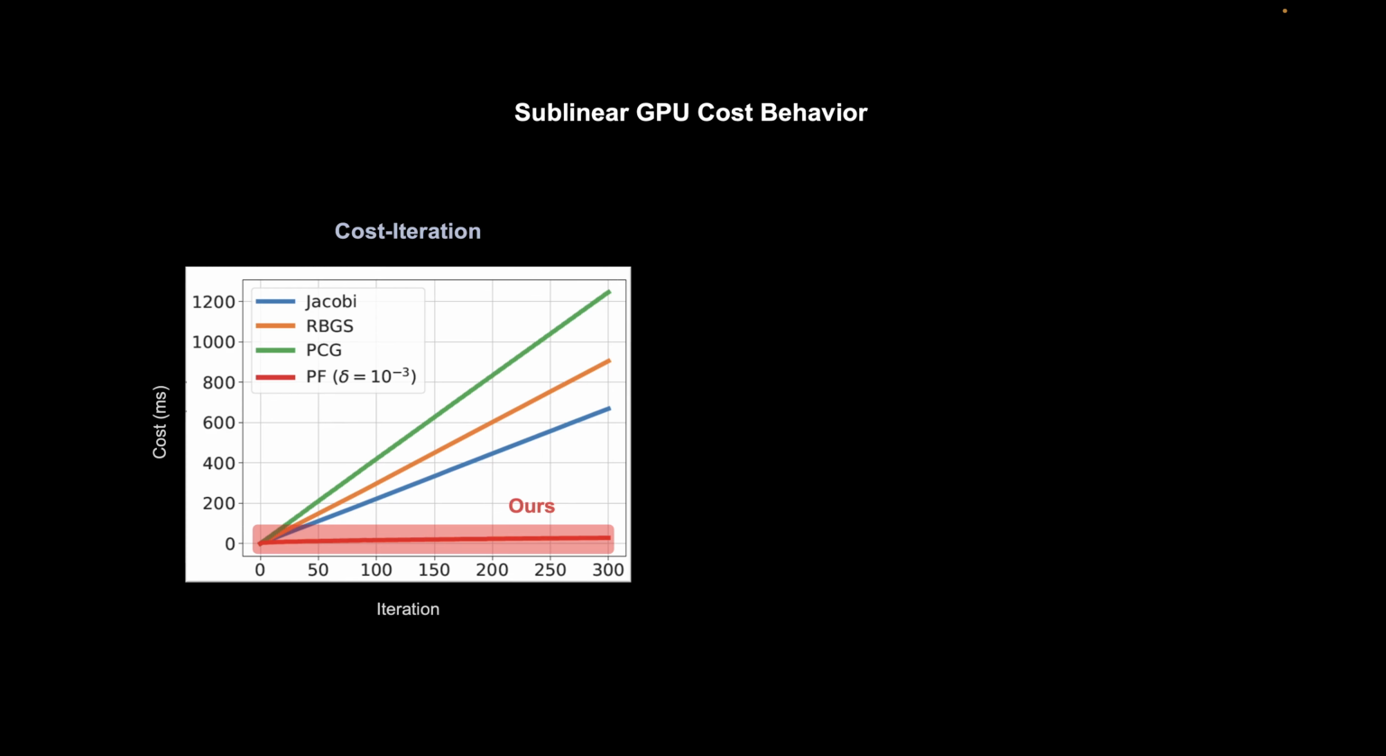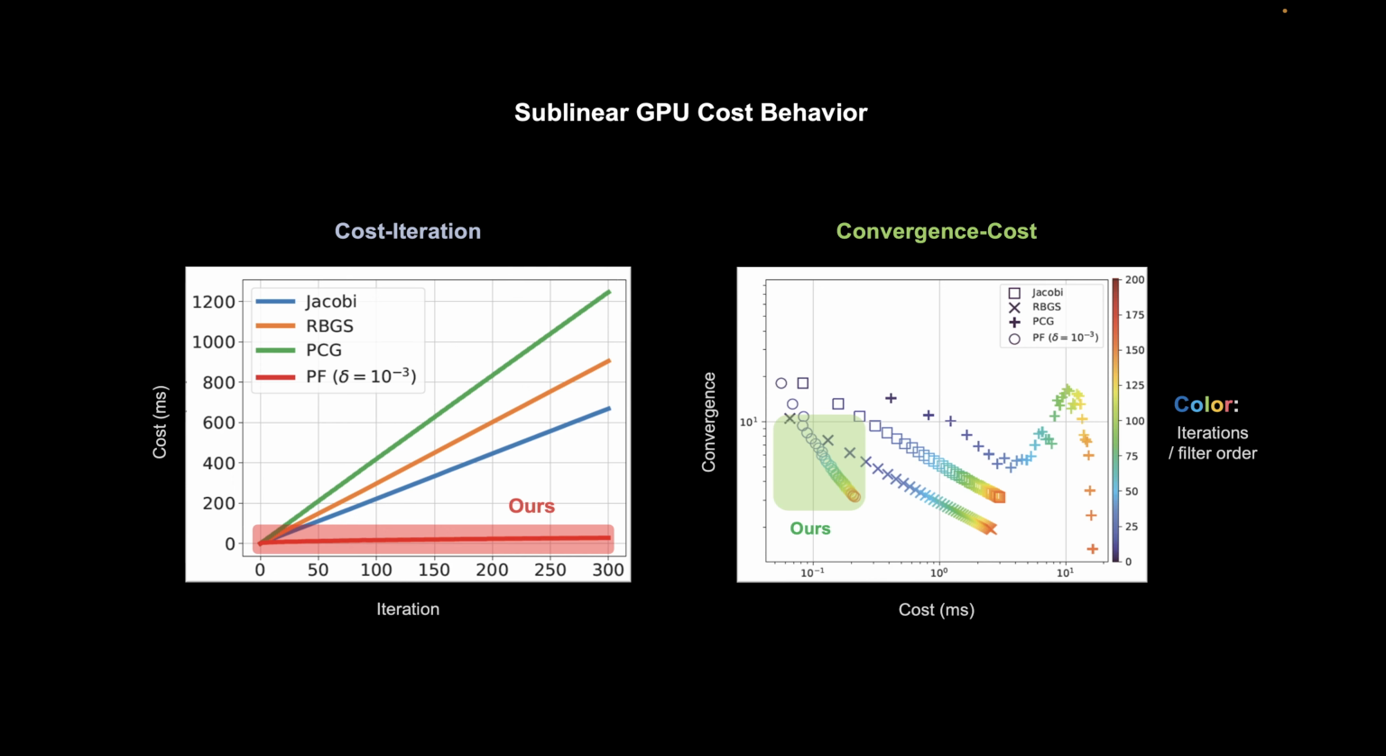This sublinear behavior is even more evident in this plot. Compared to some of the well-known iterative solvers like Jacobi, Red-Black Gauss-Seidel or RBGS for short, and preconditioned conjugate gradient or PCG for short, the cost of our method barely increases with higher target iterations. Also, for a given desired residual, our method performs an order of magnitude faster compared to the others. Although the residuals we get from Poisson filters are not a match to something like PCG, we find the results quite satisfactory for real-time applications.